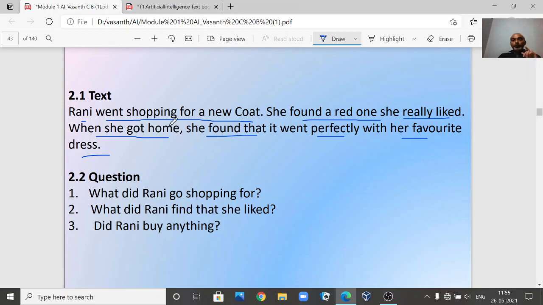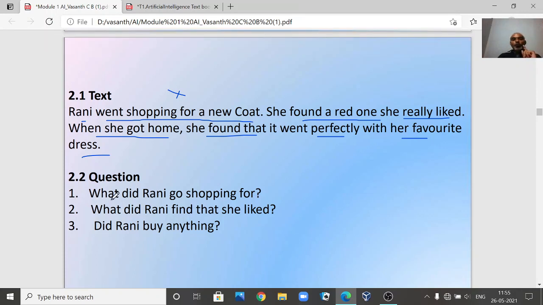Generally, as I said, we are not going to read the paragraph first. First we read the question. So what is the first question? Generally, how are we going to solve this? What did Rani go shopping for? This is the first question. We pick two important words here: Rani, shopping. You go to the paragraph. Where is it? Okay, here Rani is there, shopping is there, so these are matching. Now I read the sentence: Rani went shopping for... See, I got my answer. The answer is new coat. So for what did Rani go shopping for, I will directly write new coat. This is how we generally answer, right?